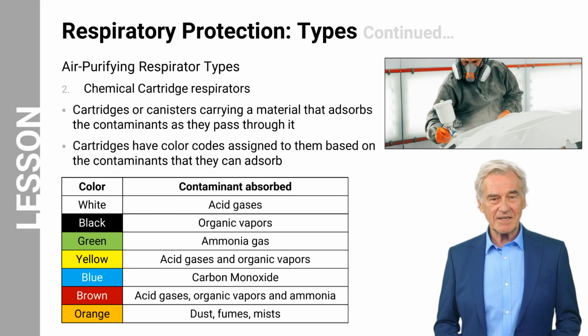These cartridges have an expiration date, after which the worker should stop using them. The cartridges also have color codes assigned to them based on the contaminants that they can absorb. The table here shows the colors associated with different types of contaminants. For example, a blue-coated canister can be used to absorb carbon monoxide.